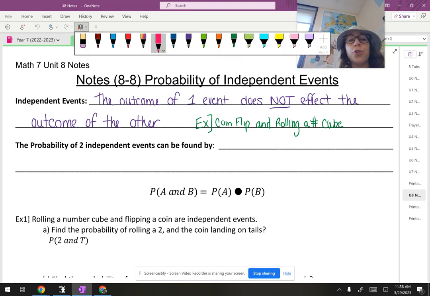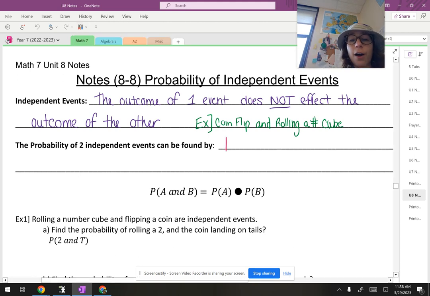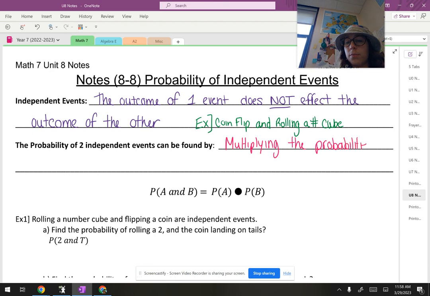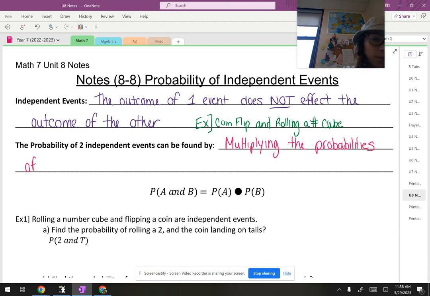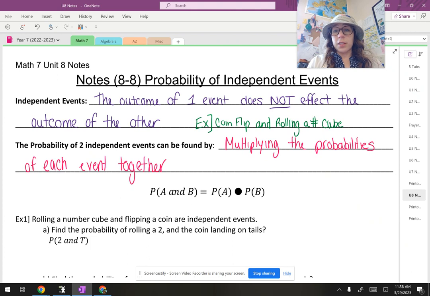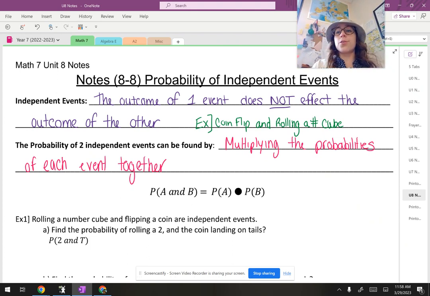The probability of two independent events can be found by multiplying. You're going to multiply the probabilities of each event together. So if you're using two events, then you'd be multiplying two things together. If you have 7 events, you'd be multiplying 7 fractions together.